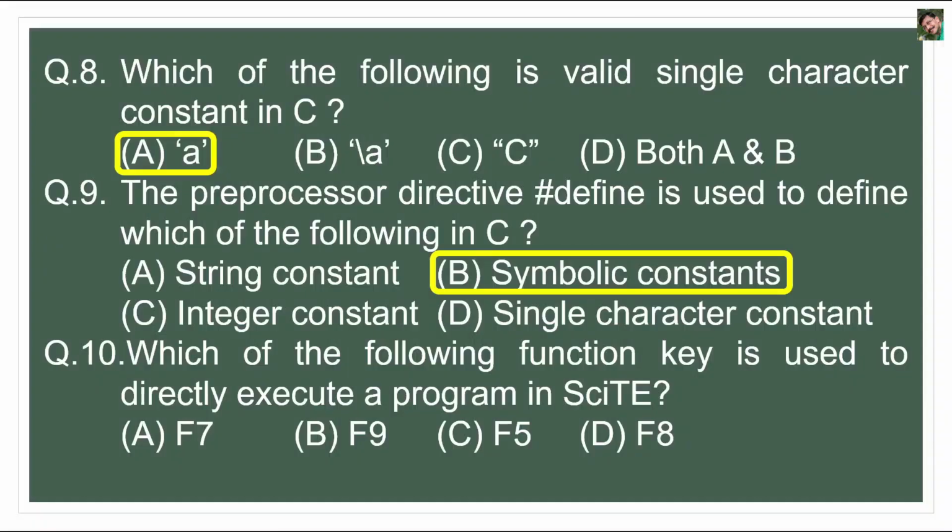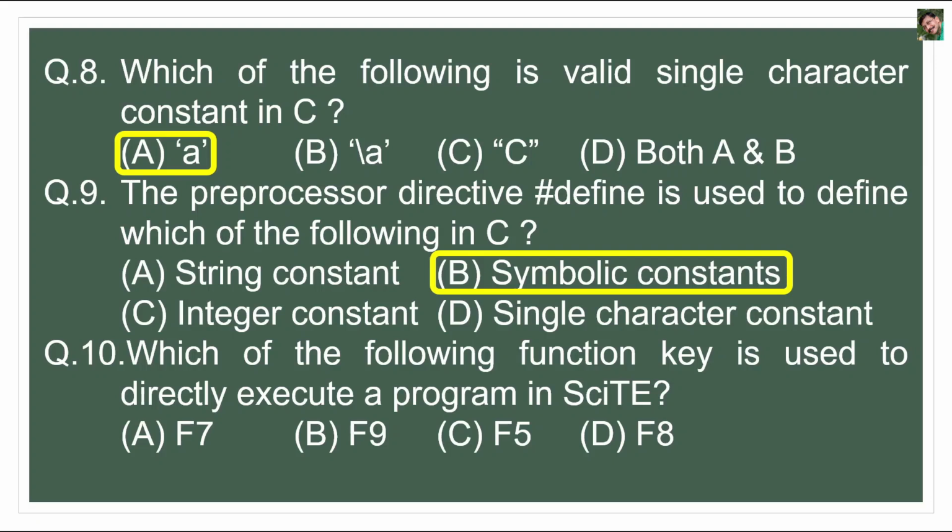So now again refer to question number 9. It is called the preprocessor directive hash define, and it is used to define symbolic constants in C program. Question number 10. Which of the following function keys is used to directly execute a program in SciTE?